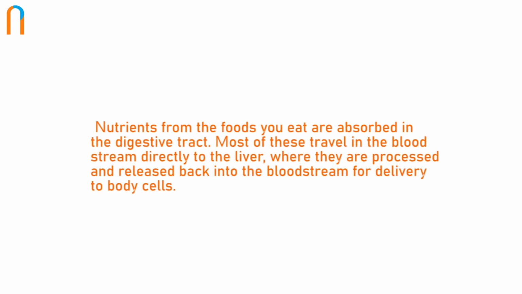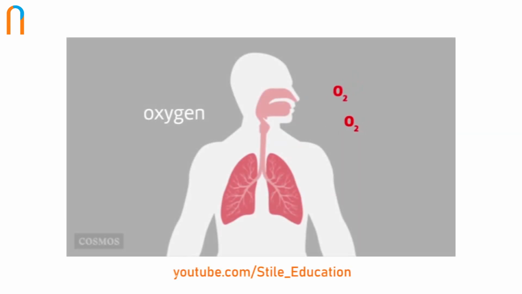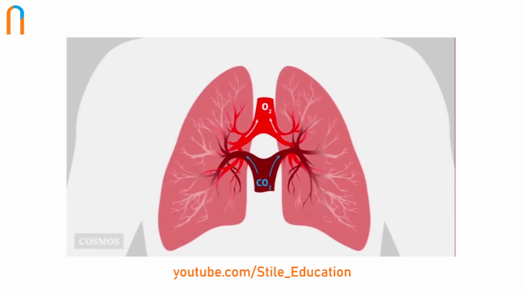Nutrients from the food you eat are absorbed into the digestive tract. Most of these travel in the bloodstream directly to the liver, where they are processed and released back into the bloodstream for delivery to body cells. Oxygen from the air you breathe diffuses into the blood, which moves from the lungs to the heart, which then pumps it out to the rest of the body.